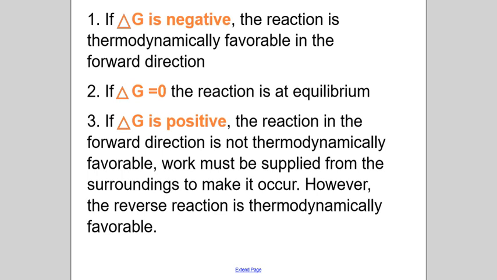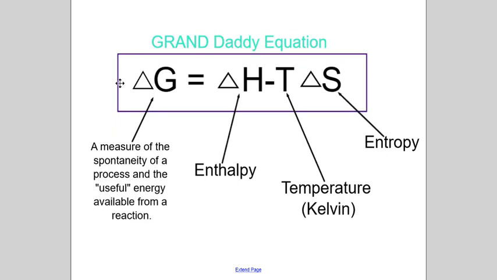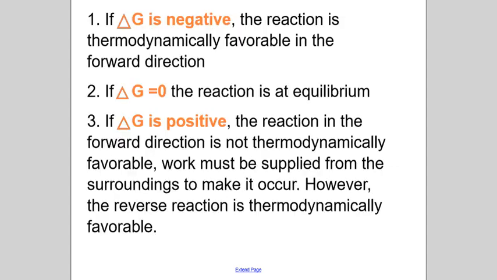So if delta G is negative, that reaction is what we consider to be thermodynamically favorable in the forward direction. Going back really quick, if this delta G value is negative, then this entire reaction is what we call thermodynamically favored. If delta G is 0, then this thing is at equilibrium. It doesn't want to go forward or backwards in its current state. And if delta G is positive, the forward reaction is not thermodynamically favorable, so you have to put work in for this whole thing to happen.